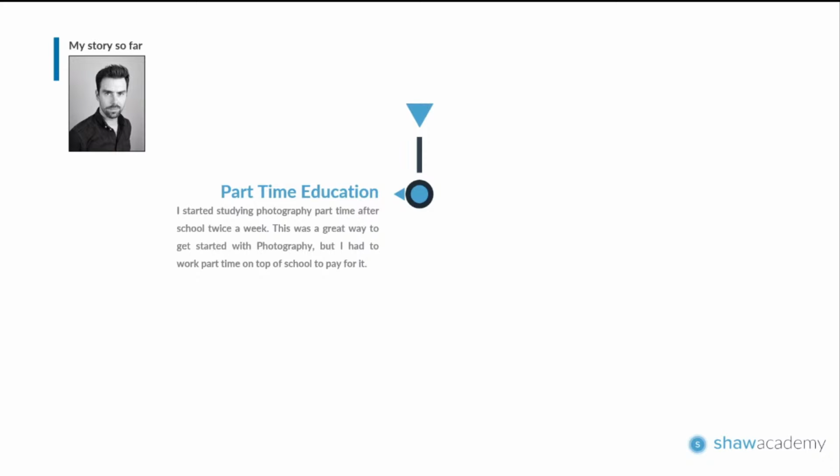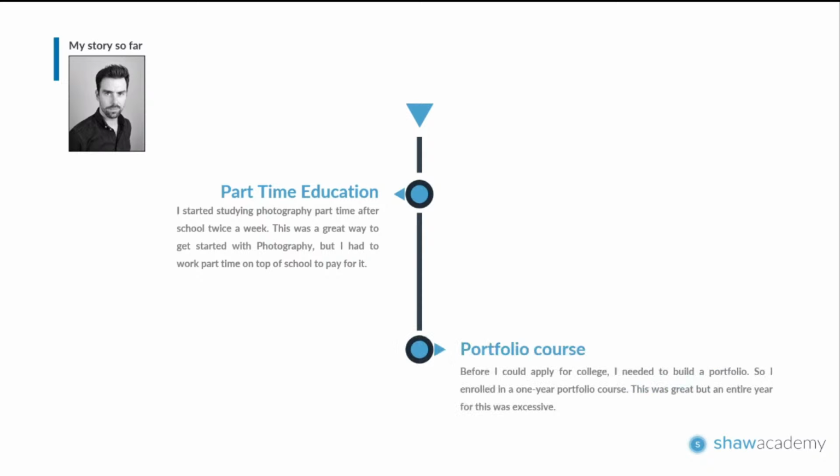So I started doing part-time education, nighttime education actually, while I was still in secondary school. And this is a great way for me to get started in photography, but I had to work part-time on top of school to pay for it as well. So I was paying for it out of my own pocket. Moving on from that though, I had discovered from doing that nighttime course that photography was really something that I wanted to do, that I wanted it to become my career.